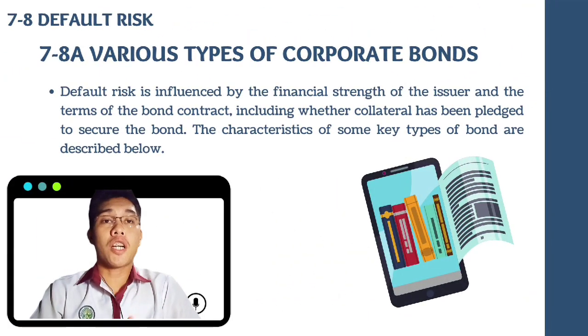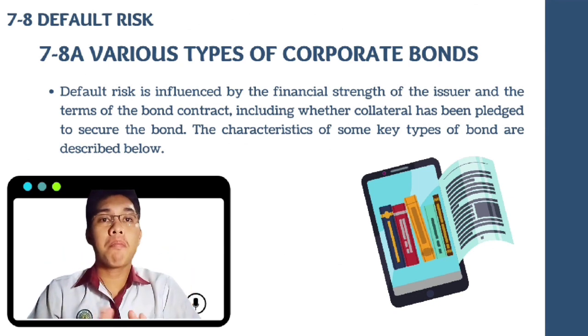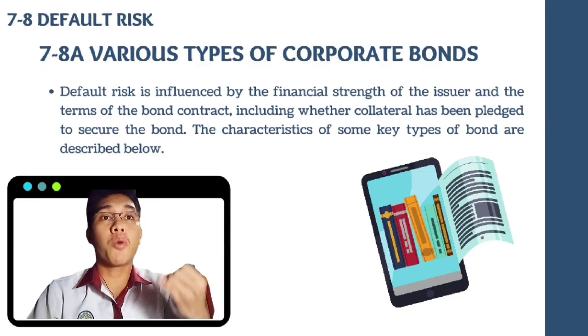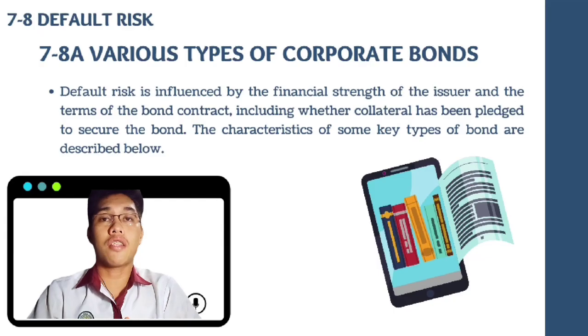There are various types of corporate bonds, but what is a corporate bond? Corporate bonds are issued by corporations and are exposed to default risk. Different corporate bonds have different levels of default risk, depending on the issuing company's characteristics and on the terms of the specific bond. It can be backed by a variety of assets such as mortgages, equipment, or other companies. Default risk is influenced by the financial strength of the issuer and the terms of the bond contract, including whether collateral has been pledged to secure the bond.